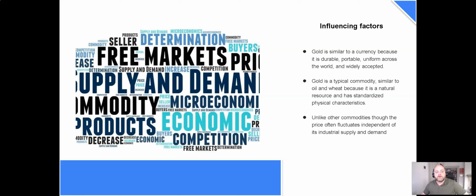Gold is one of the most difficult financial assets to really value. It was initially pegged against the dollar. It's similar to a currency like the US dollar or the euro because it's durable, portable, uniform across the world and widely accepted. However, unlike these more commonly traded currencies, gold is not supported by an underlying economy of workers, companies and infrastructure. In other ways, gold is more similar to a commodity like oil or corn because it comes from the ground and has standardized physical characteristics. Unlike other commodities though, the price of gold often fluctuates independently of its industrial supply and demand.